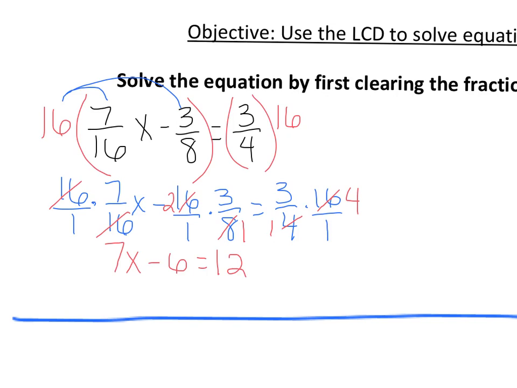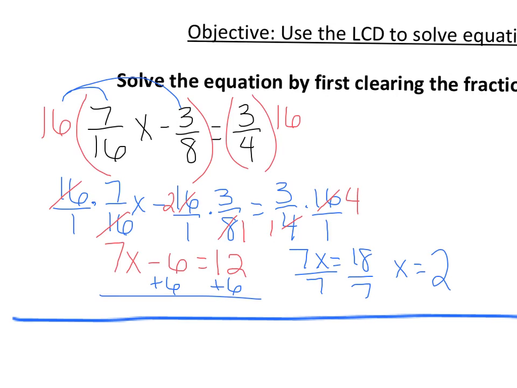Notice now I have no fractions left. If you do this correctly, that should happen every single time. And now it's just solving a two-step equation. So we would add 6 to both sides. So we would end up with 7x equals 18. Divide both sides by 7. We end up with 18 over 7, which we want to change into a mixed number. 7 will go into 18 2 times with the remainder of 4. And our denominator stays as 7. So you should get 2 4/7.